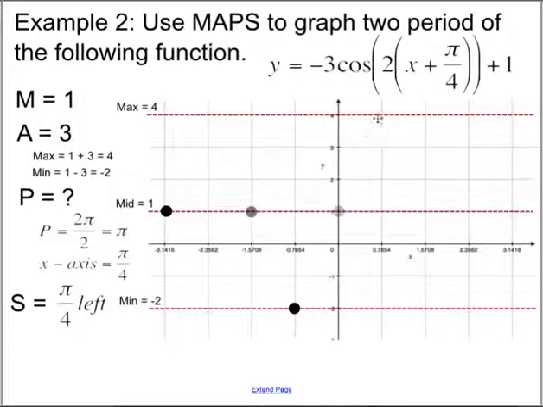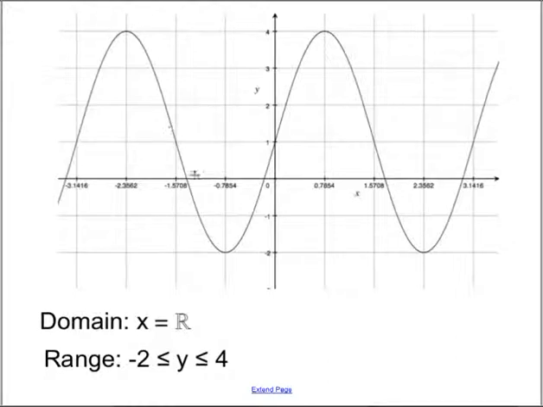And then from there I go up to the maximum, back to the middle, to the minimum, back to the middle. And then going in the other direction, I have to go back up to the max, and then it's back to the middle. And when you put it all together, you have a nice sinusoidal function, nice smooth curves. The domain, once again, is going to be all real numbers, and then your range is going to be from -2 to 4. So this video covered graphing sine and cosine equations.